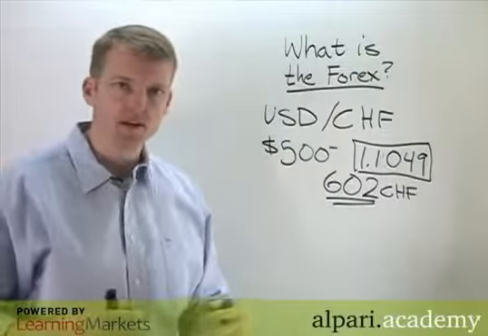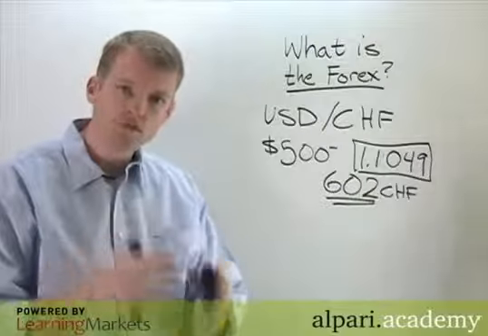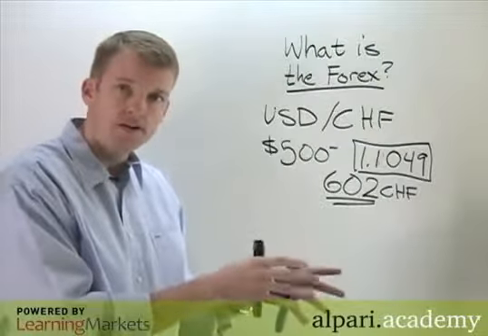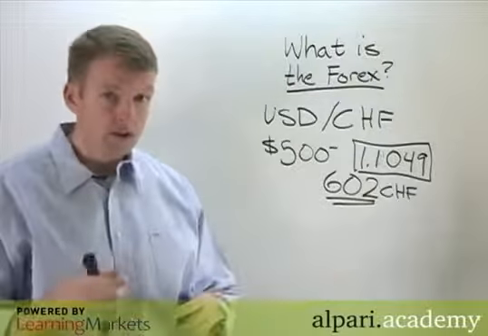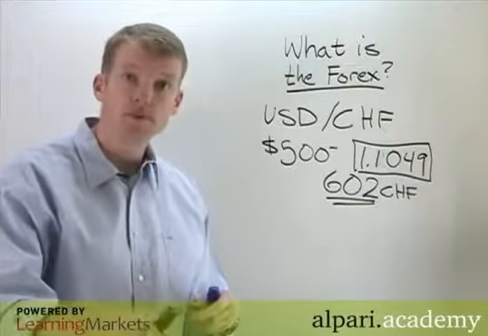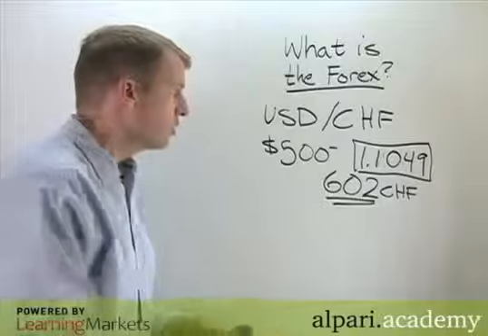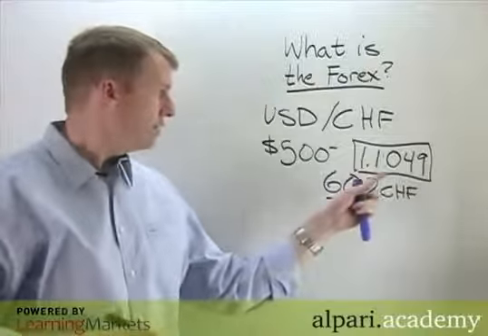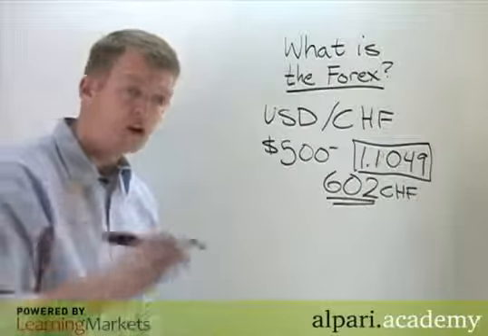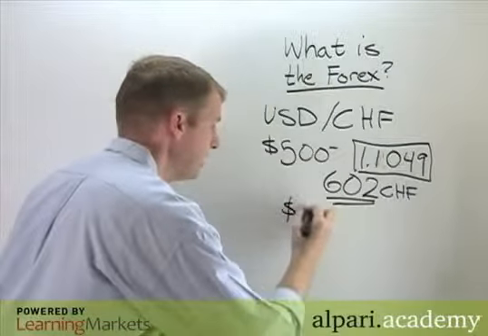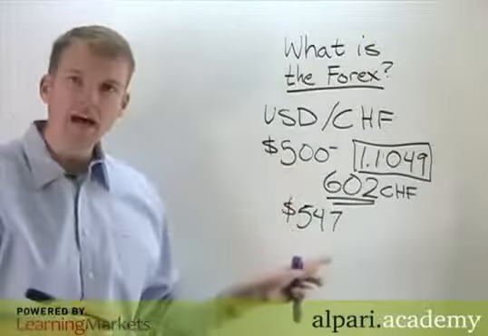But what's happened here? Well, essentially what's occurred is that the franc has gotten stronger compared to the dollar. It takes fewer francs right now to buy a dollar, or in other words, it takes more dollars to buy the same number of francs we used to be able to buy at the beginning of the summer or the beginning of our vacation. So if we were to convert this over this time around and convert our 602 francs back into dollars, we're going to walk away at the end of the summer with $547.